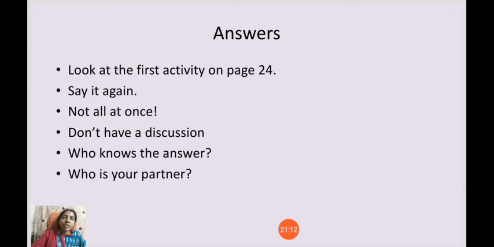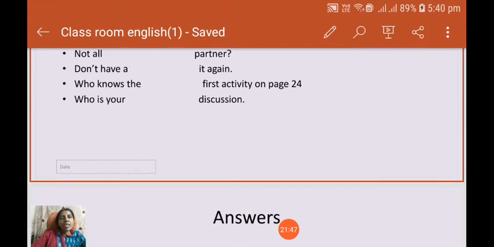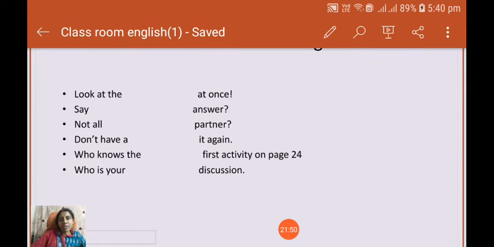Look at the first activity on page 24. Say it again. Not all at once. Don't have a discussion. Who knows the answer? Then, who is your partner? So, here there are two questions. You can easily guess the who questions. Okay, and others you can see.